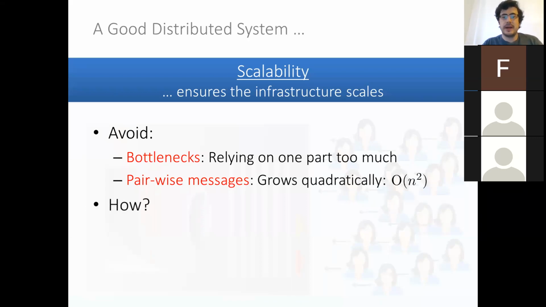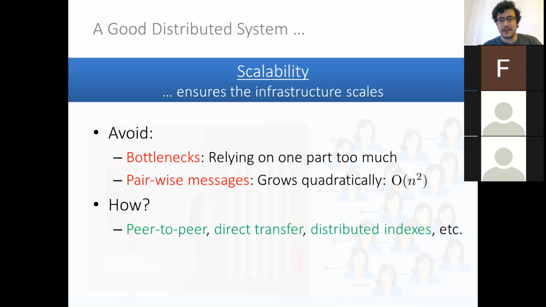So how do we address scalability? We can think of things like peer-to-peer, which I'll talk about in a second, where we avoid central servers, central nodes. We can think about direct transfer of data, so we're not always transferring data through the same machine. We can think about distributed indexes that allow us to quickly locate particular data or particular resources we need within the distributed system, and so forth.